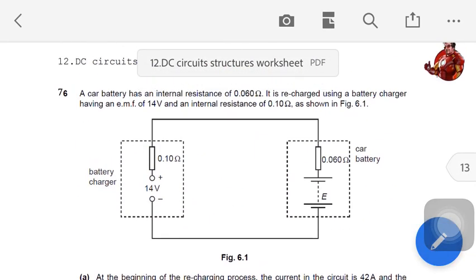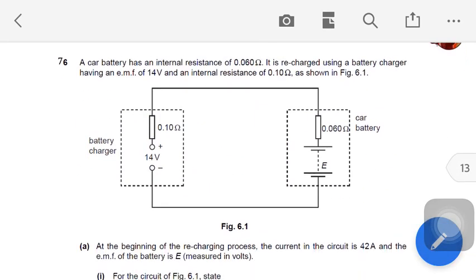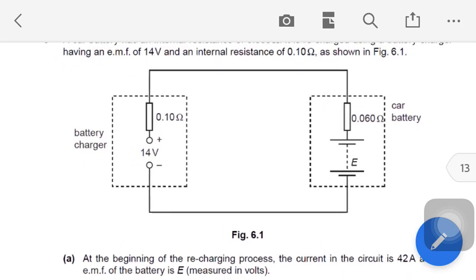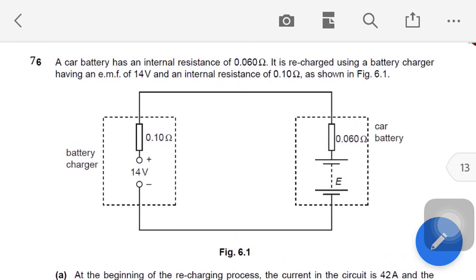Okay, seventh question. This is an easy one except for a small trick there. This is a charging process, and you have a battery charger and its EMF is 14 volts. So EMF means energy converted from other forms to electrical forms.